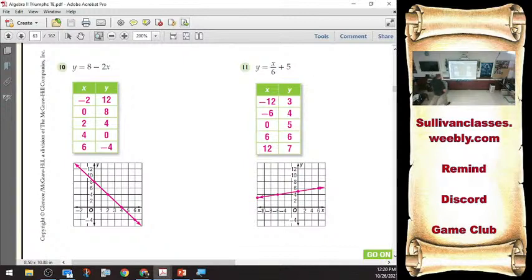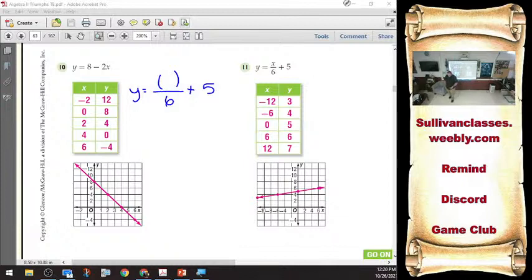In fact, that's stuff that most of you could probably do by mental math. If I said something over 6 plus 5, what's 12 divided by 6? 2 plus 5. 12, 7. There you go. See, it's nice and easy if you're picking the right numbers.